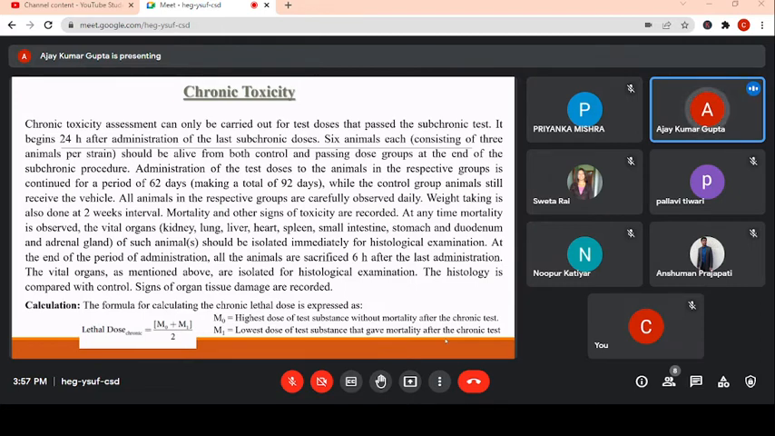6 animals each, consisting of 3 animals per strain. How is it so? Because from the previous explanation, am I audible?